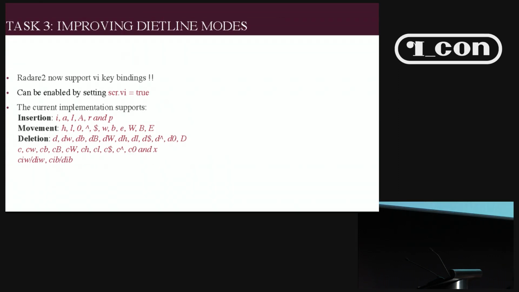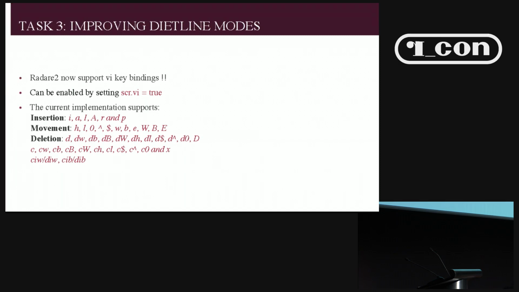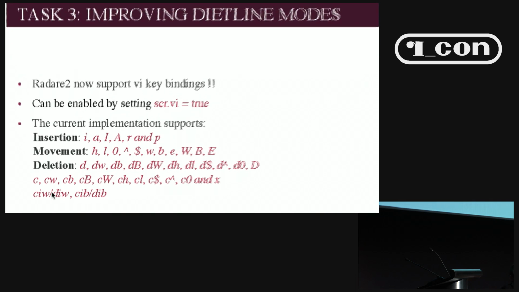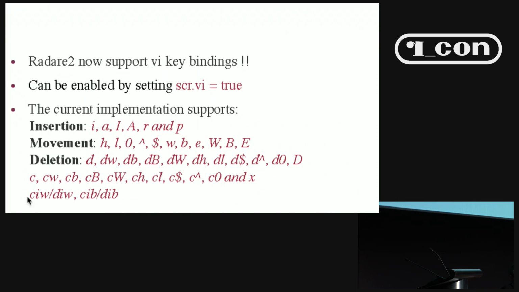And task 3, improving DEETLINE modes. This is the second stage of my work on DEETLINE modes. This mainly involved adding new key bindings for Emacs, which I did initially. After I was done with those, I moved on to creating a VI mode, using which we can enable VI key bindings on Radare 2.